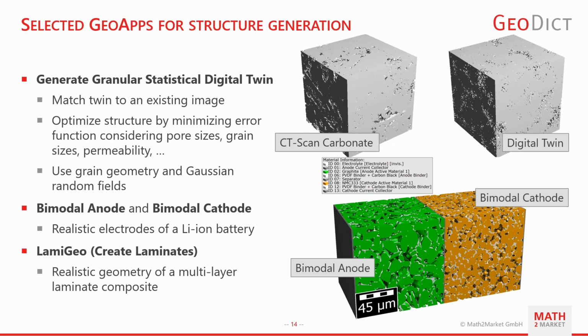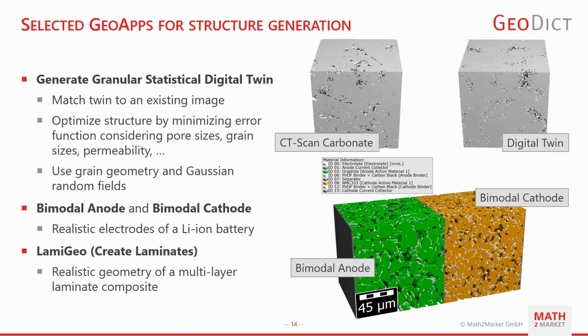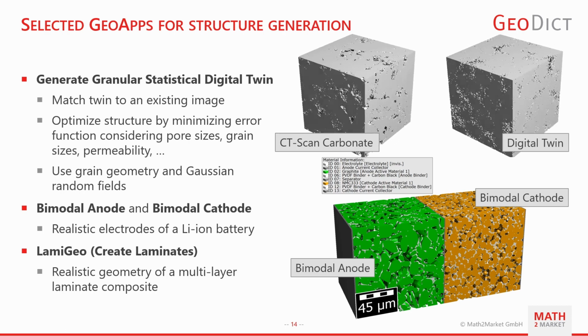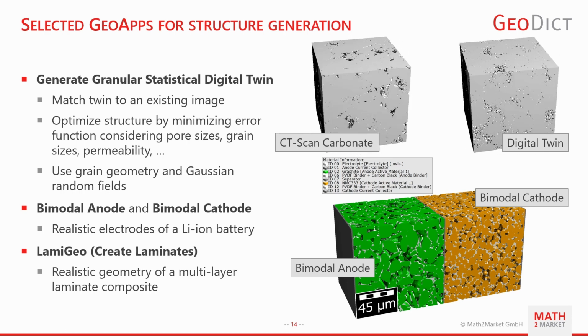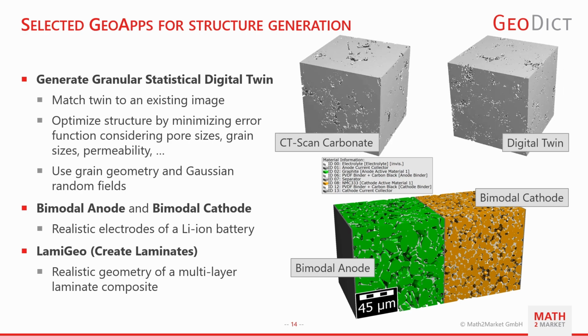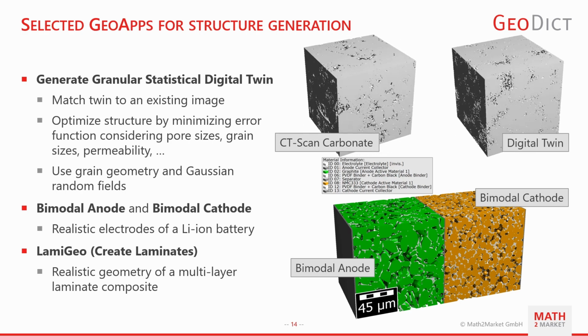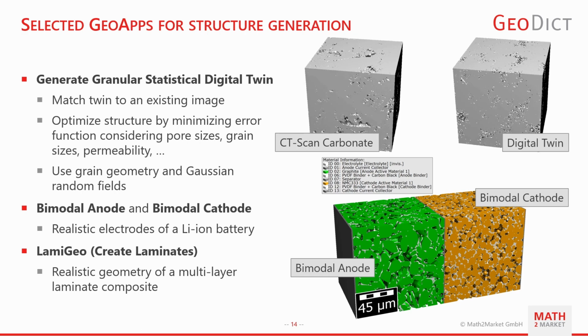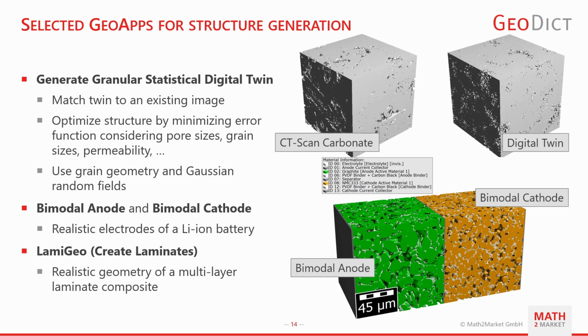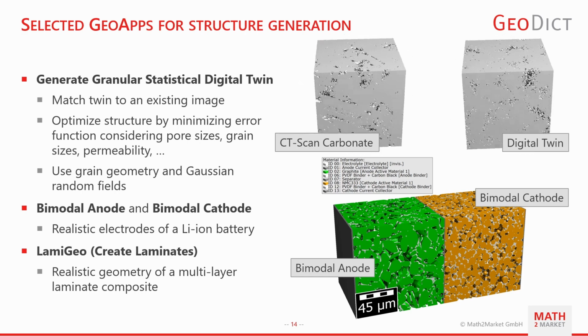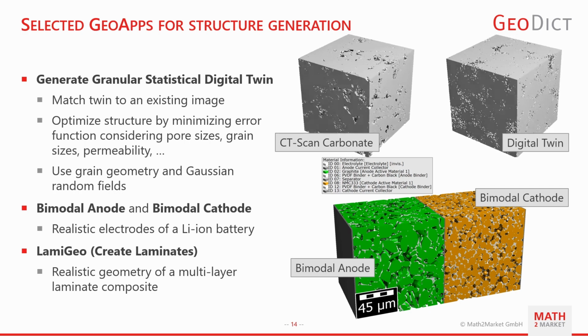of a real material. This GeoApp computes properties like the solid size and the pore size distribution of the real image and the geometry model and minimizes the error between the two using an optimizer from SciPy. On the top right, one sees the original image and the digital twin of a carbonate rock microstructure.